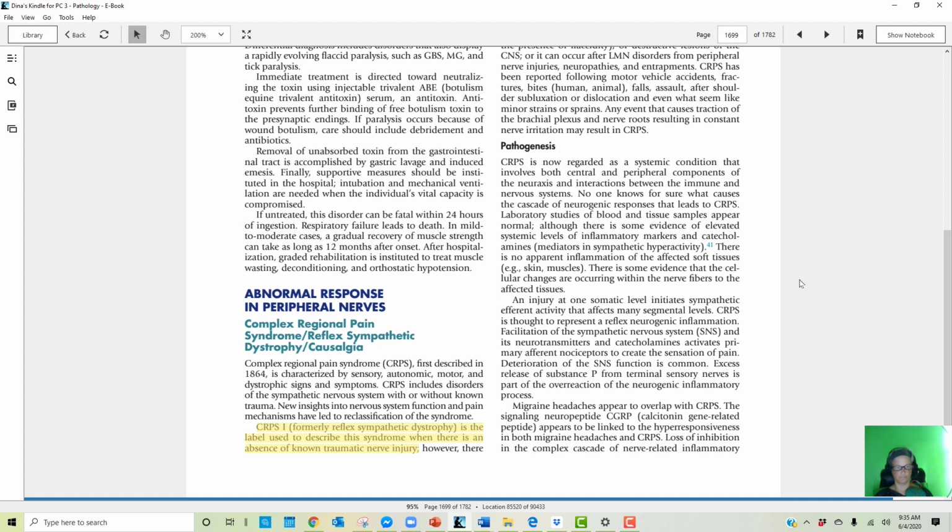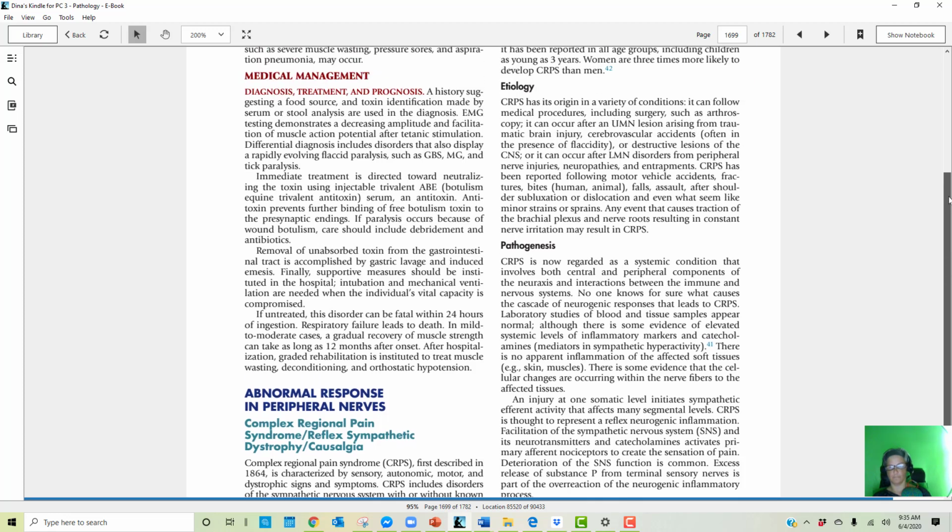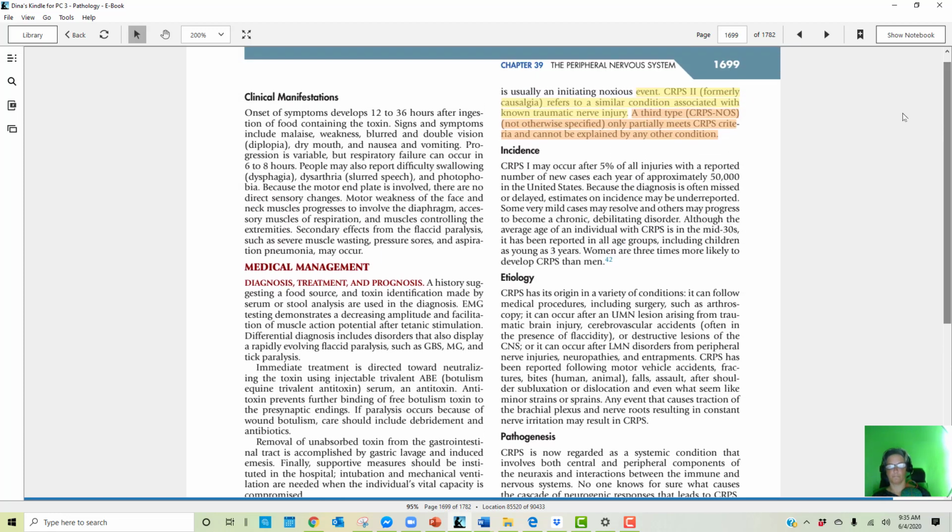CRPS includes disorders of the sympathetic nervous system with or without known trauma. New insights into nervous system function and pain mechanisms have led to reclassification of the syndrome. CRPS1, formerly reflex sympathetic dystrophy, is the label used to describe the syndrome when there is an absence of known traumatic nerve injury. However, there is usually an initiating noxious event. CRPS2, formerly causalgia, refers to a similar condition associated with known traumatic nerve injury. A third type, CRPS-NOS, not otherwise specified, only partially meets CRPS criteria and cannot be explained by any other condition.